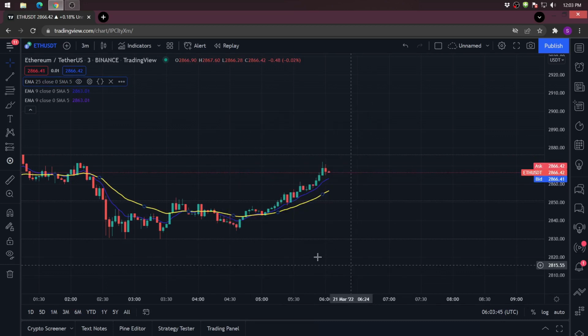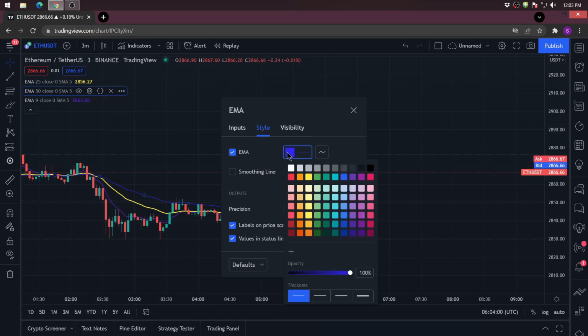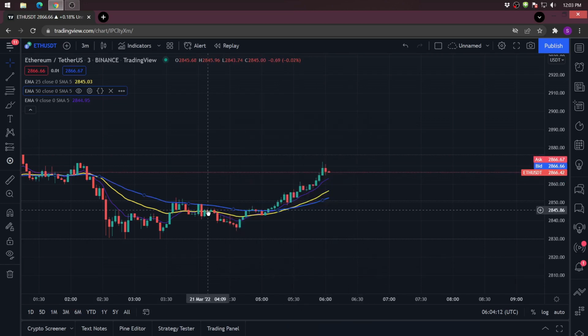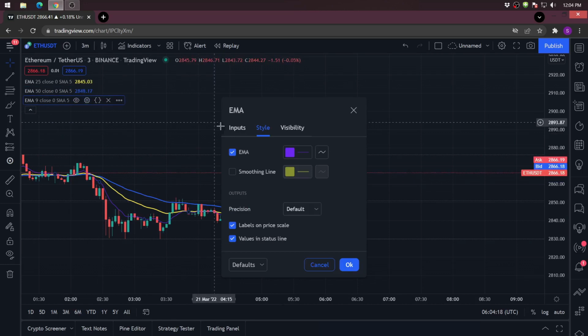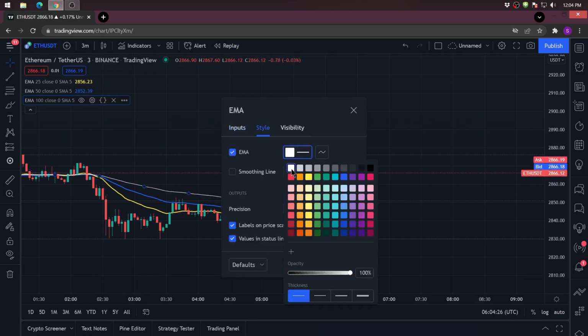Okay, and in the same way I go to the second EMA and change the length to 50, and also change the style. I want to make it blue, and also make the thickness bolder, and simply click OK to save. And now I need the 100 EMA, so I go to the third EMA settings, and from inputs I make the length 100, then go to styles and change the color to white. You can change any color, it's up to you. Okay, and simply change the thickness as well.